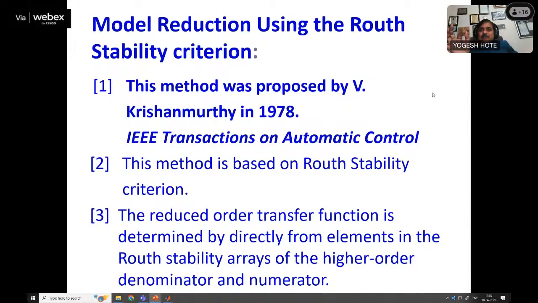In '78, this Routh criteria, which we use for the stability of the system, was applied differently. A system has a characteristic equation; we apply the criteria and check the stability. For any equation you form a Routh array. If there is no sign change in the Routh array, we can say the system is stable; if there is a sign change, the system is unstable. So this is for the stability test. But Krishnamurthy used this particular Routh criteria in 1978 for model reduction.